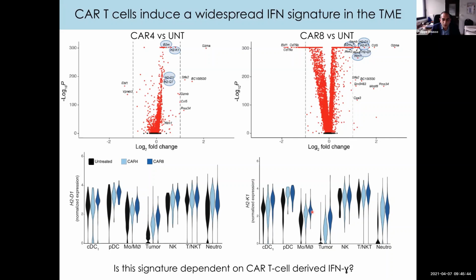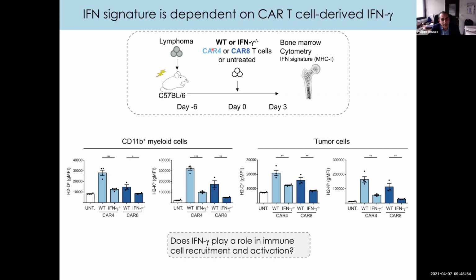So we decided to investigate this aspect simply by now using either CAR4 or CAR8 T cells that were either competent or deficient for the production of interferon gamma. And we now look at this interferon signature, and again, what you can appreciate from this graph is that the vast majority of the signature is indeed coming from the interferon gamma produced by the CAR T cells.